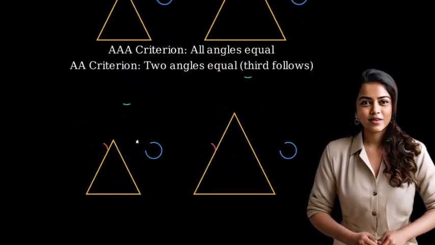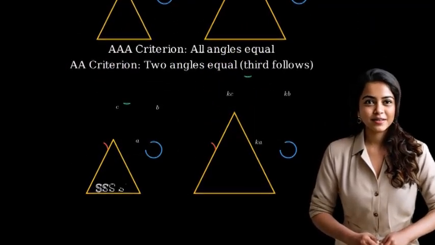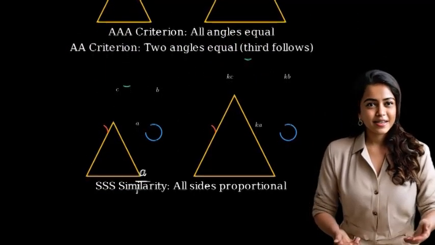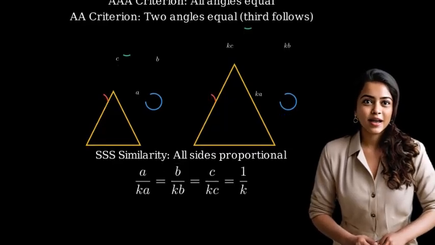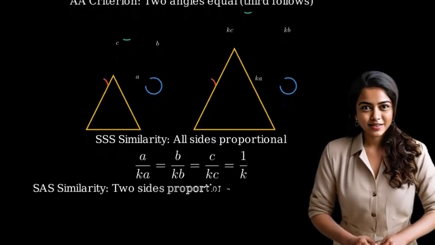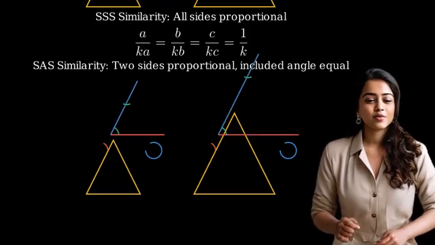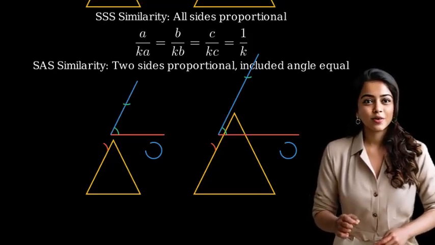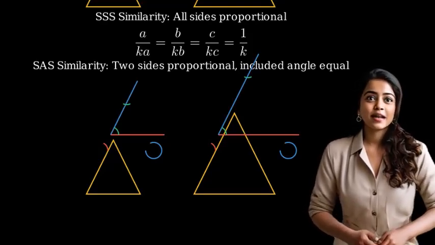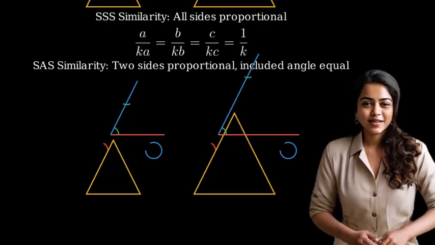The SSS similarity criterion states that if the corresponding sides of two triangles are proportional, then the triangles are similar. Finally, the SAS similarity criterion states that if two sides of one triangle are proportional to two corresponding sides of another triangle, and the included angles are equal, then the triangles are similar.